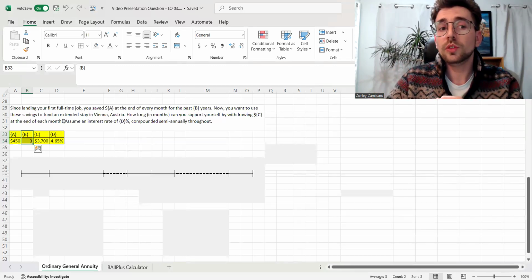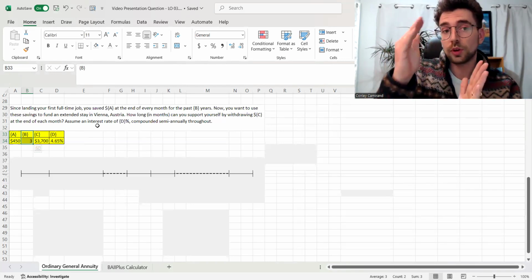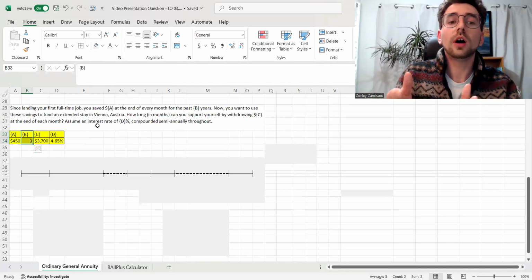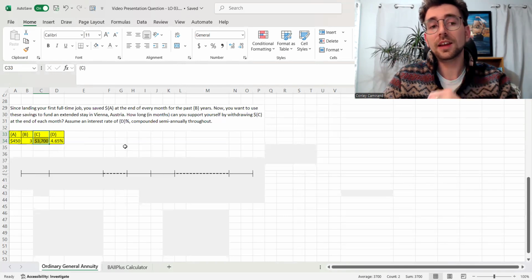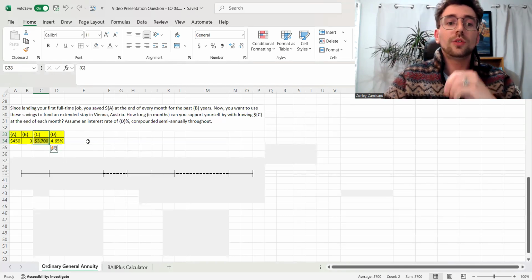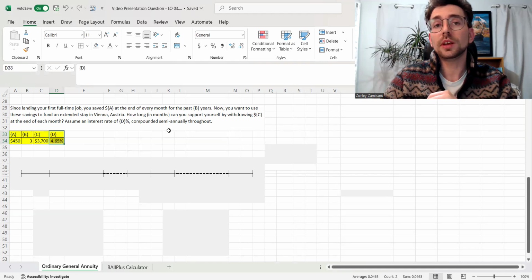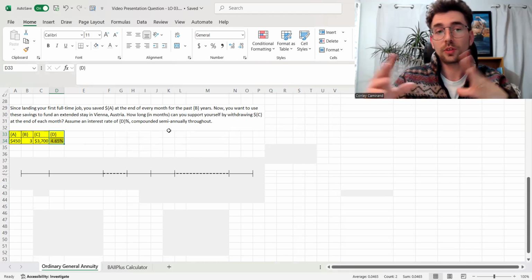Now you want to use these accumulated savings at the end of the 3 years to fund an extended stay in Vienna, Austria. How long in months can you support yourself by withdrawing $3,700 at the end of every month? Assume an interest rate of 4.65% compounded semi-annually throughout the entire timeline. So throughout the first half and throughout the second half.